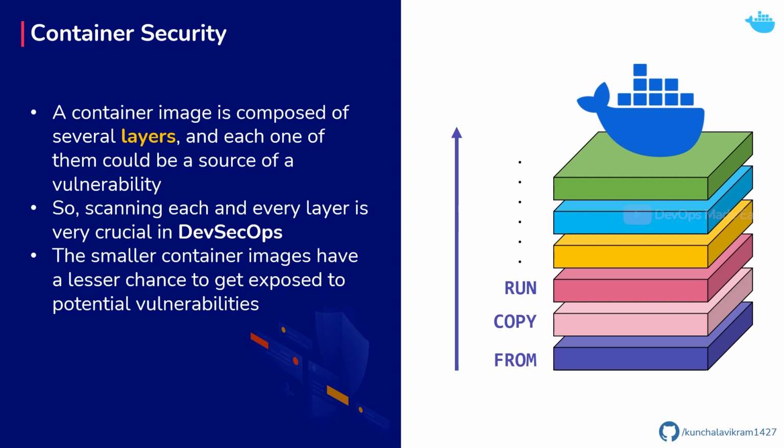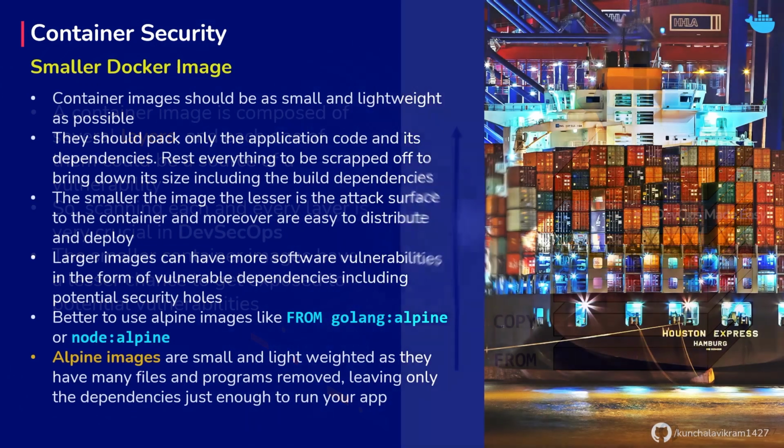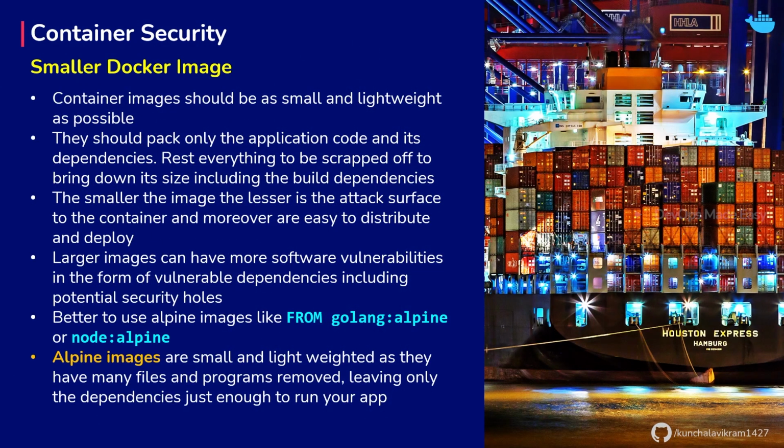The smaller the container images, the lesser the chance of getting exposed, because they eliminate most of the dependencies and the utilities from the final image. Container images should be as small as possible. They should pack only your application code and the dependencies needed for that application to run. And we need to delete everything apart from the application and its dependencies to bring down its size. The smaller the image is, the lesser the attack surface, since we are removing most of the dependencies and utilities from the Docker image. That makes the Docker image much smaller and less vulnerable.